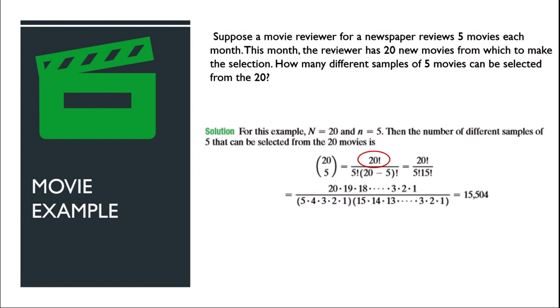Note that 20 factorial equals 20 times 19 times 18 times 17 up to times 1.